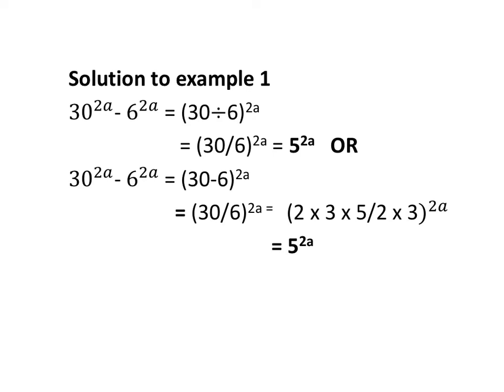Another method of solving this: 30 raised to power 2a minus 6 raised to power 2a is equal to 30 divided by 6, this is divided, 30 divided by 6 bracket raised to power 2a is equal to 30 over 6 bracket raised to power 2a. So when you find the prime factors of 30, 2 times 3 times 5, all over 2 times 3, which is that of 6, 2 times 3 will cancel out 2 times 3, leaving behind 5. So we'll have 5 raised to power 2a. Still the same answer.